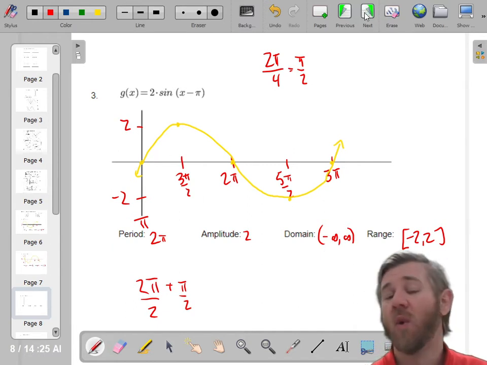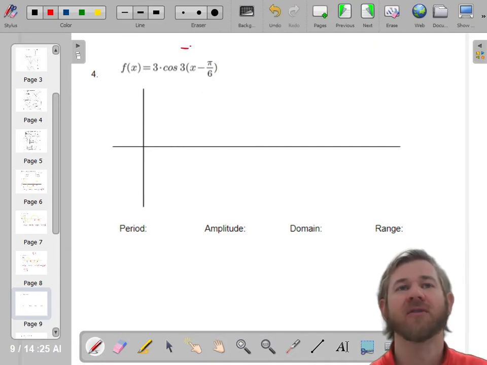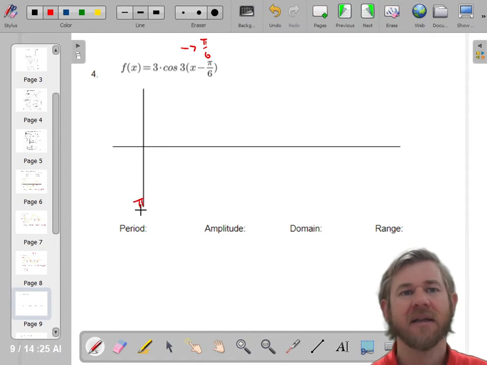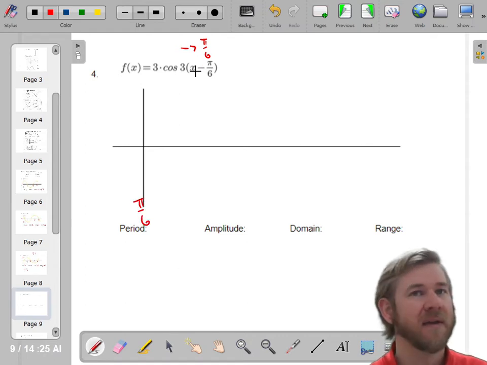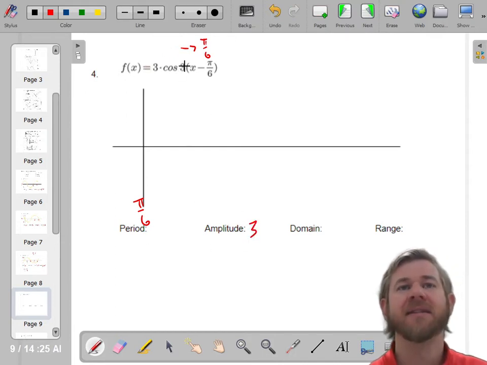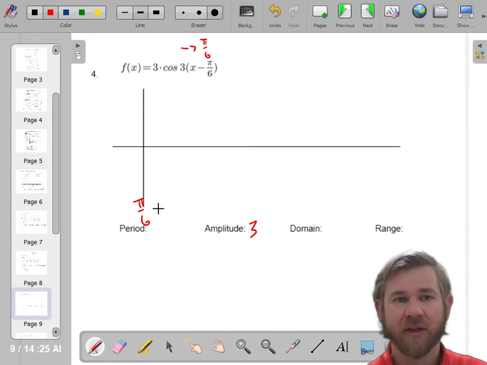All right, let's try another horizontal shift. So x minus pi over 6. That means this whole thing is going to go to the right pi over 6. Remember, it's kind of backwards. When you see a minus sign, normally I think going left, but in functions, it's going to go to the right. The amplitude is 3. And this is your b value. It's outside of the x minus h, whatever it is. So the period is supposed to be 2 pi. In this problem, it's 2 pi over 3.